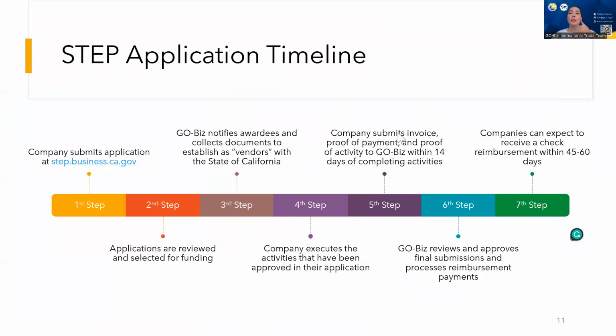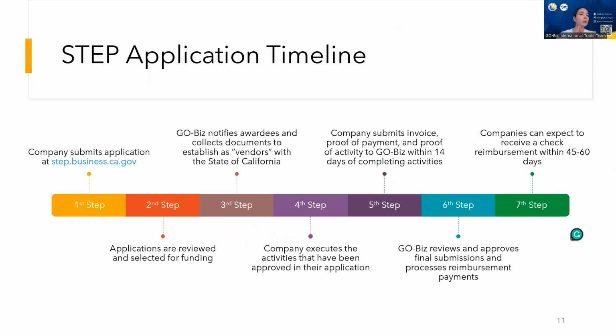Here we go. Okay. So the STEP application timeline. It is somewhat of a lengthy process. A company submits their application through our grant portal at step.business.ca.gov. It typically takes our team and the STEP review committee 14 days to review your application, provide any feedback, and then provide you with a status.